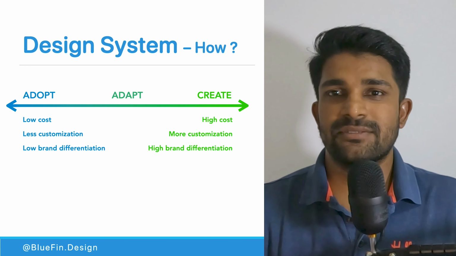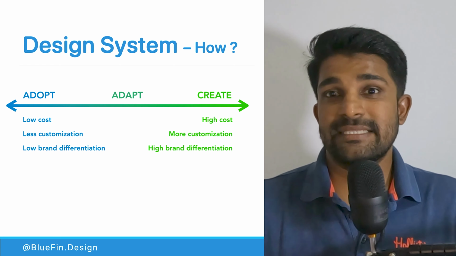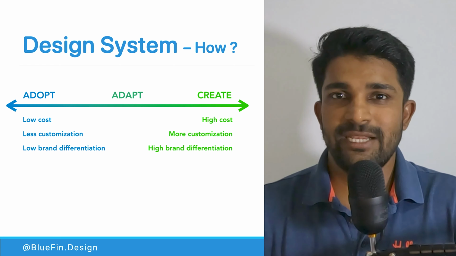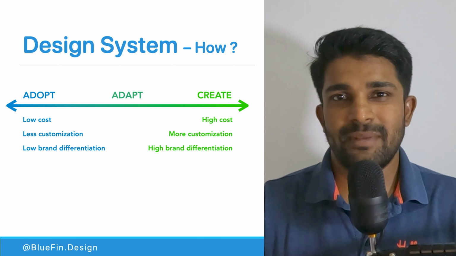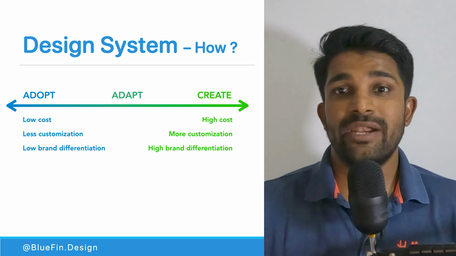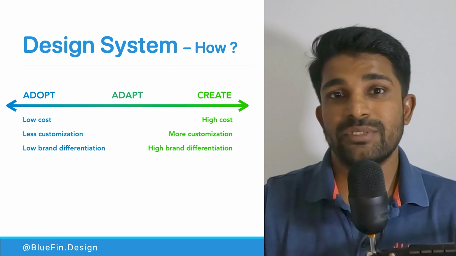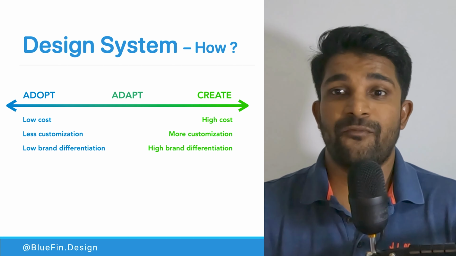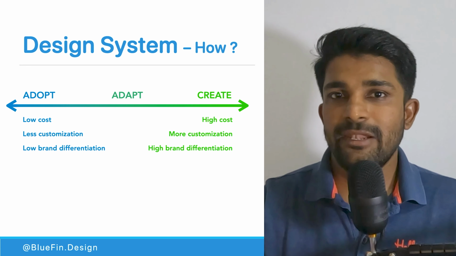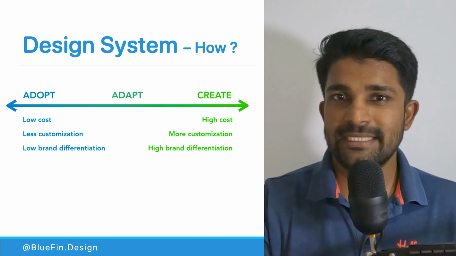Right, so let's look at this chart here, which was provided by Nielsen Norman Group. It says that if you want to adopt a design system which is already existing, it's basically low cost. You don't have to do much customization, and there's little brand differentiation because it's already created by somebody else. The advantage is that you can actually start working on projects and start designing screens just out of the box. But again, you have to keep in mind that there may be low brand differentiation because somebody else might also be using that same design system.